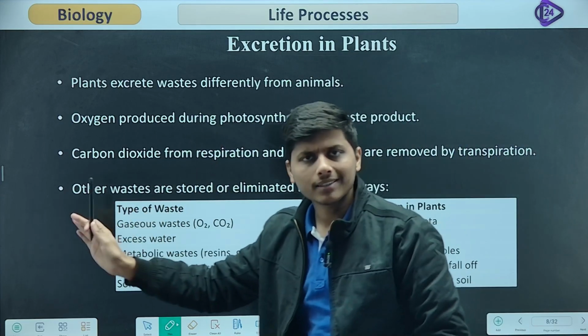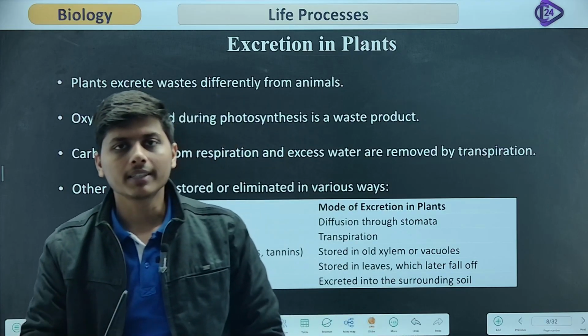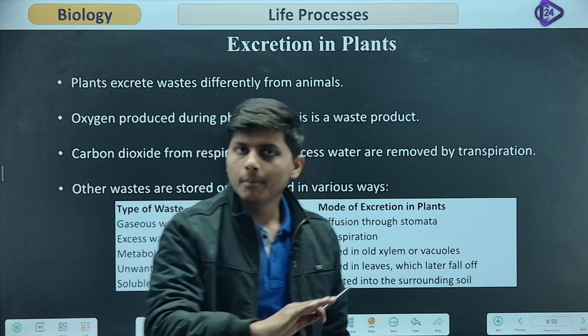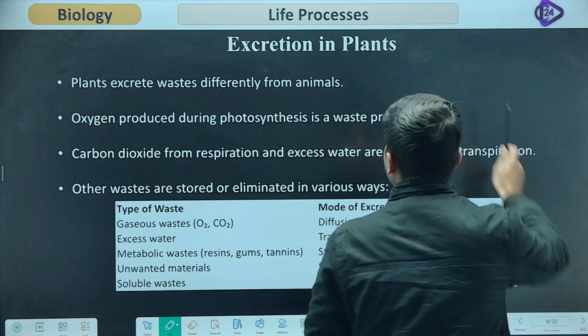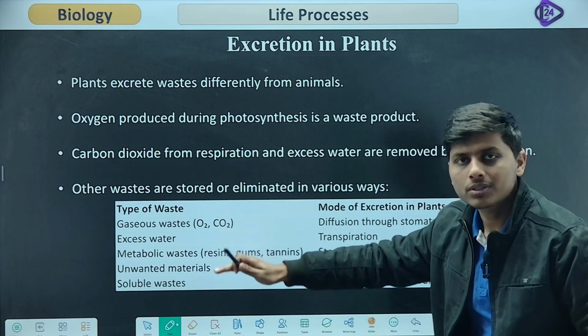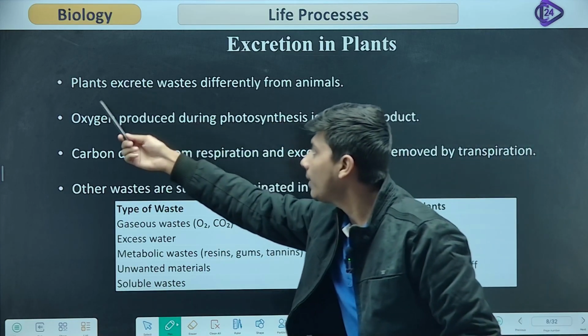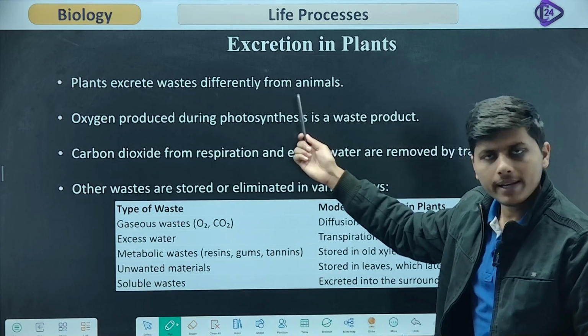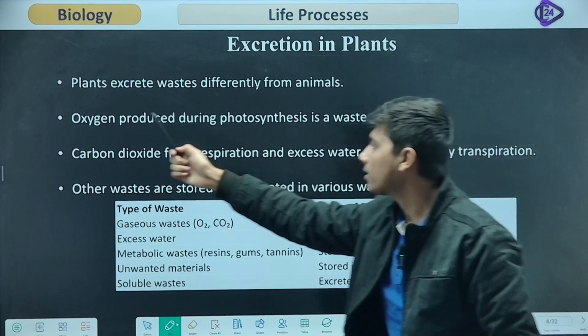Plants do not have any excretory organs like us. We have excretory organs like the kidney, ureter, and bladder, but plants do not have all these organs. Plants just excrete some things directly. How? Plants excrete waste differently from animals. They do not have any excretory organs.